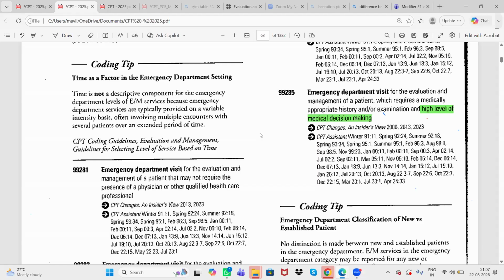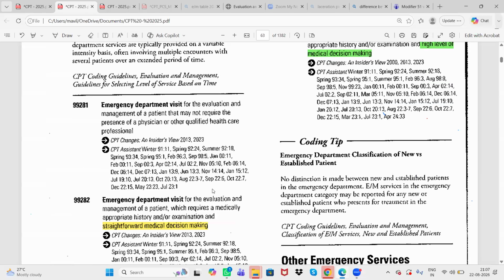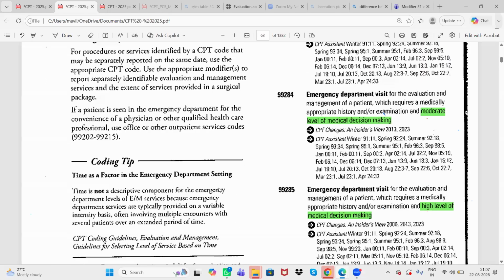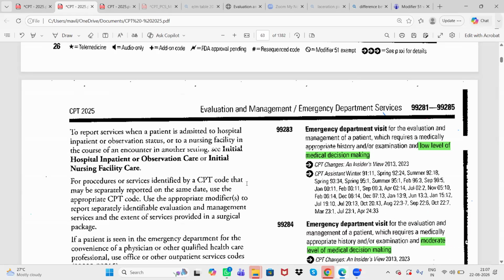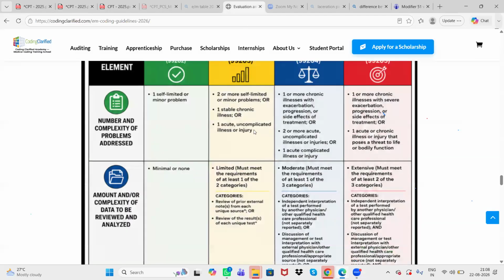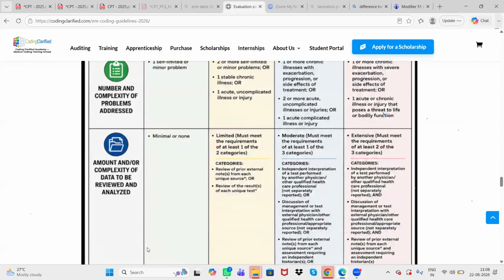Yes, ma'am. So in the emergency department, we will not have new or established patients. We will have only medical decision making, no new or established patients, and no time-based coding either. This is what I want to teach you.